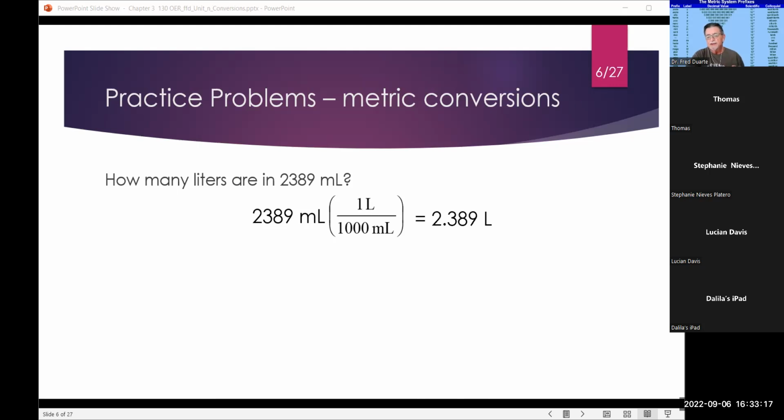Now the other aspect is, well, does that answer make sense? Okay, just plugging the numbers in the calculator is not enough. You got to take one more step and look at the answer and say, does that number make sense with respect to the mathematics that I'm doing? Okay. And looking at this, I'm going from milliliters to liters. So I would anticipate that the magnitude of just the number, regardless of the liters, would be smaller than the magnitude for milliliters, okay? Because I'm dividing by 1,000. So here I got 2389, I end up with 2.389.